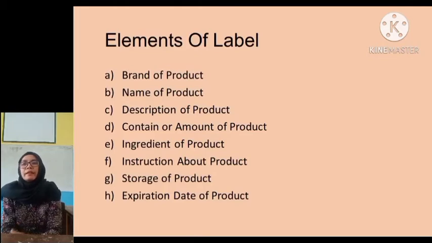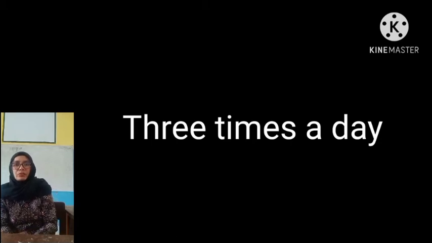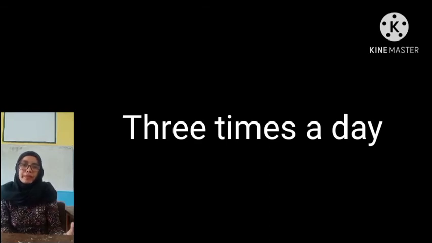Okay, and the next is the instruction about the product. The instruction about the product is important for us. For example, if we know that the product can be consumed 3 times a day, so we can consume it 3 times a day or less. But if we consume more, it will be dangerous for us.